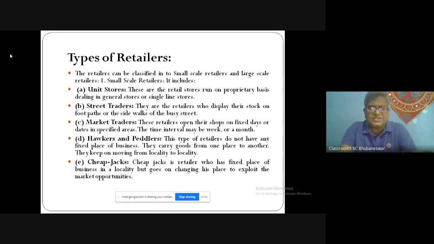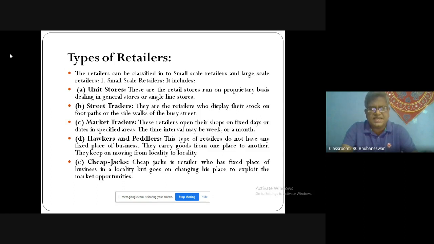And market traders are there. At weekly or monthly intervals, they can open their shops, and they are called market traders. Hawkers and peddlers are there. Hawkers have fixed prices and carry goods from one place to another, from one locality to another, in urban areas, rural areas, or streets, to sell the goods to the customer. These are different types of retailers, like hawkers and peddlers.